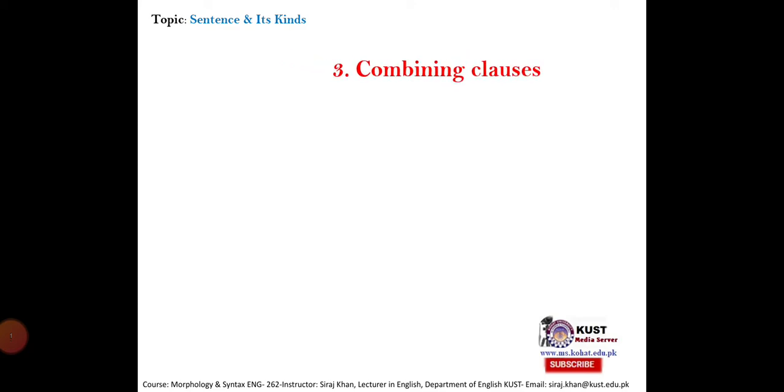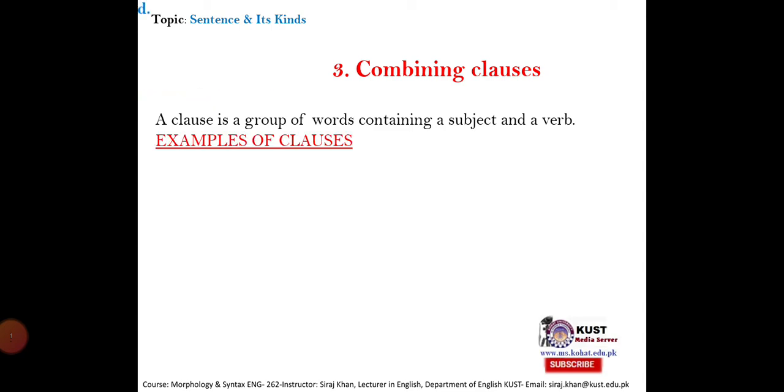Combining clauses. A clause is a group of words containing a subject and a verb, a subject and a predicate. It is a part of a sentence that carries a subject and a predicate. For example, the bus arrived is a clause. The teacher asked me a question. This car is great. She is working hard. These are some of the clauses.